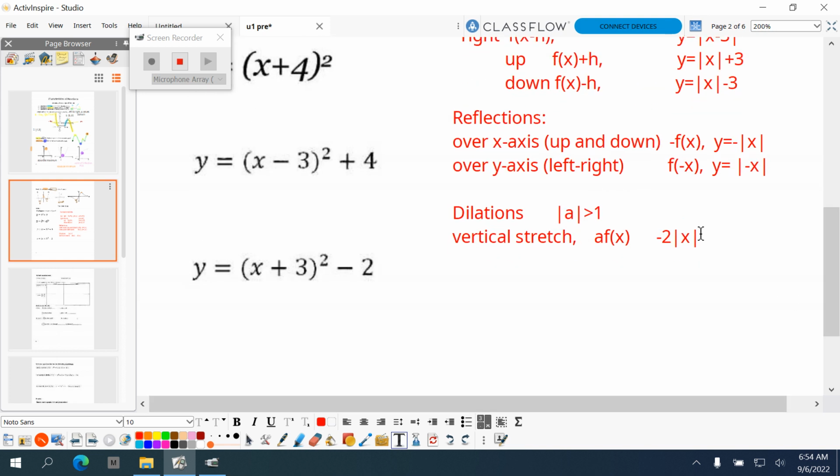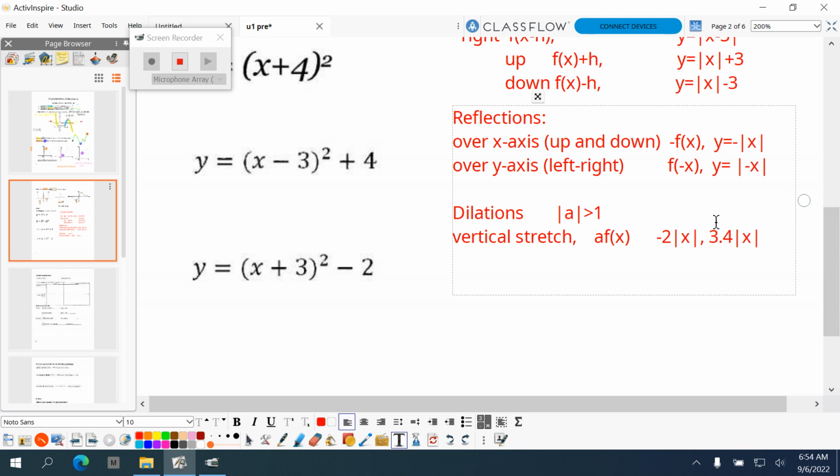Or I could even say 3.5 times absolute value of x. Either of those is a vertical stretch. So that means it gets closer to the y-axis.